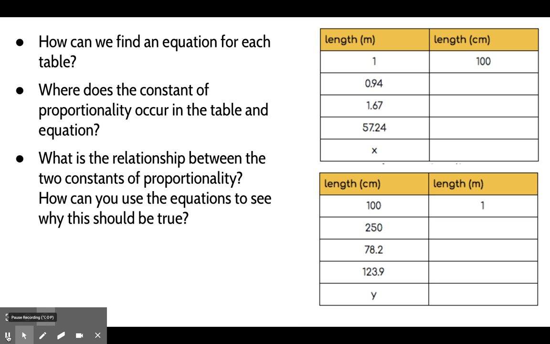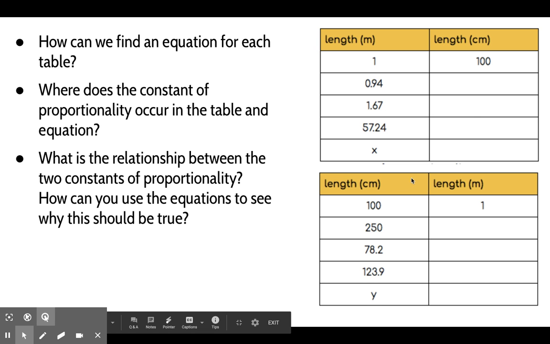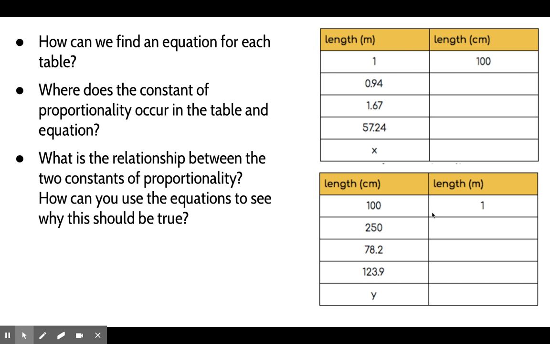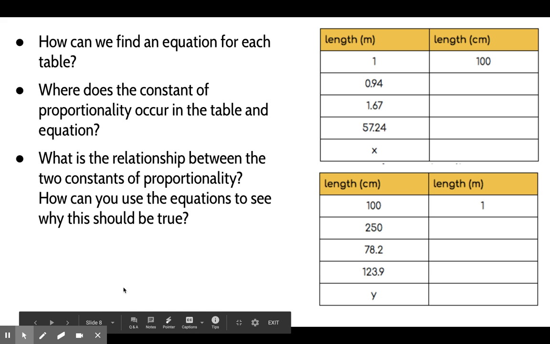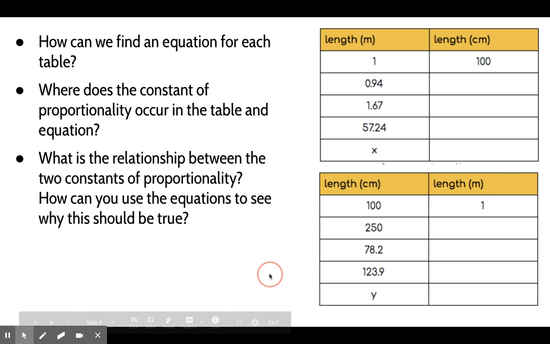And then if you noticed, it says, what is the relationship between the two constants of proportionality? You should notice that the constants of proportionality are reciprocals of each other. And all that means is that if I have 100, the reciprocal of 100 would be 1 over 100. I just flipped the fraction. So those were the two things that I noticed. The constants of proportionality were located in the first row of my tables, and they're reciprocals of each other. So let's do some deeper digging.